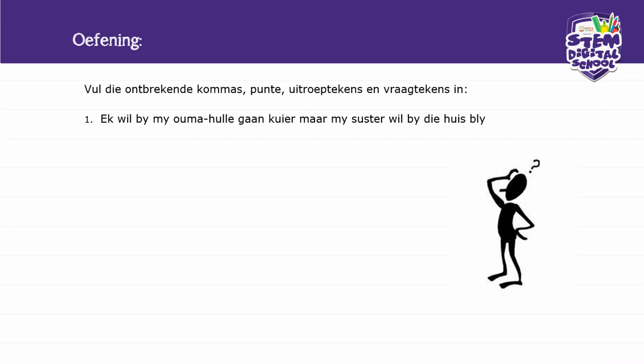Okay, must I choose somebody who's going to type in the answer for us there? Okay, Fizana says, ek wil by my ouma gaan bly, of my ouma hulle gaan kuier, maar komma, my sister wil by die huis bly. Okay, guys, Fizana, you must just remember the comma comes in front of the maar. Okay, just a moment. Sorry, I'm just drinking my coffee. Let me type in the correct answer for you there.